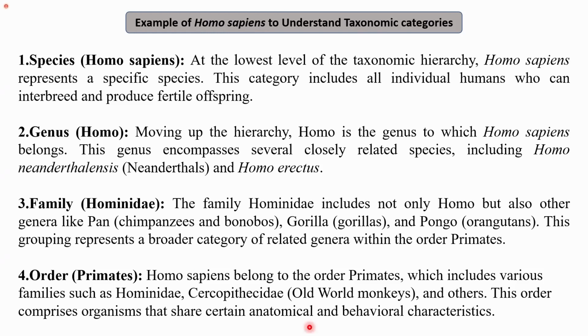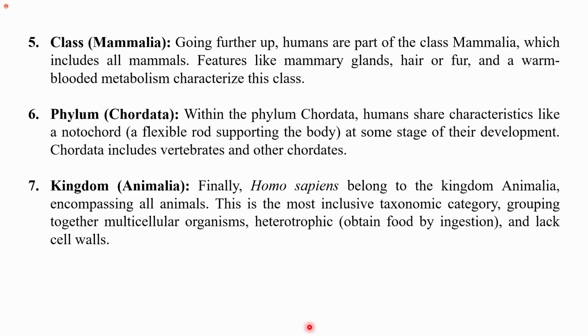After this, as we move further in the taxonomic categories, humans are a part of the class Mammalia, which includes all the mammals. Mammals are the organisms that have mammary glands, hair, fur, and are warm-blooded. So under that, we also came under the class Mammalia, but we are not similar to other mammals in all the aspects. So therefore, when we move towards the lower levels, our species become different.